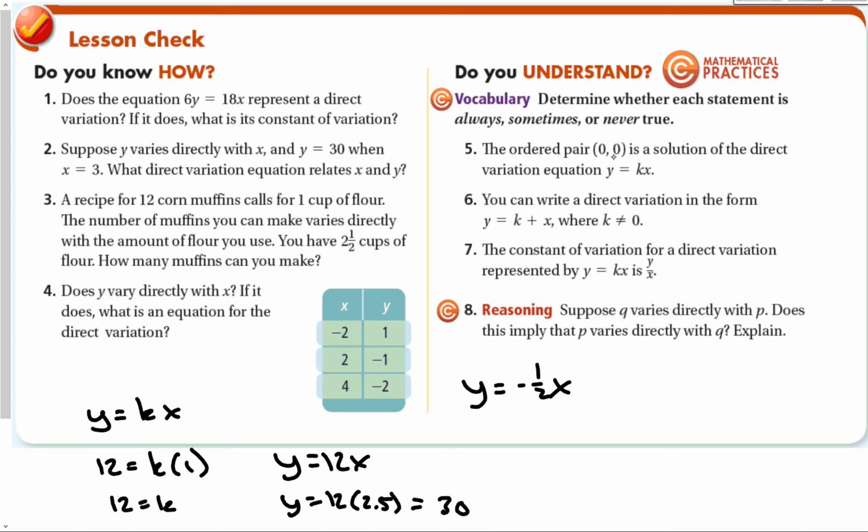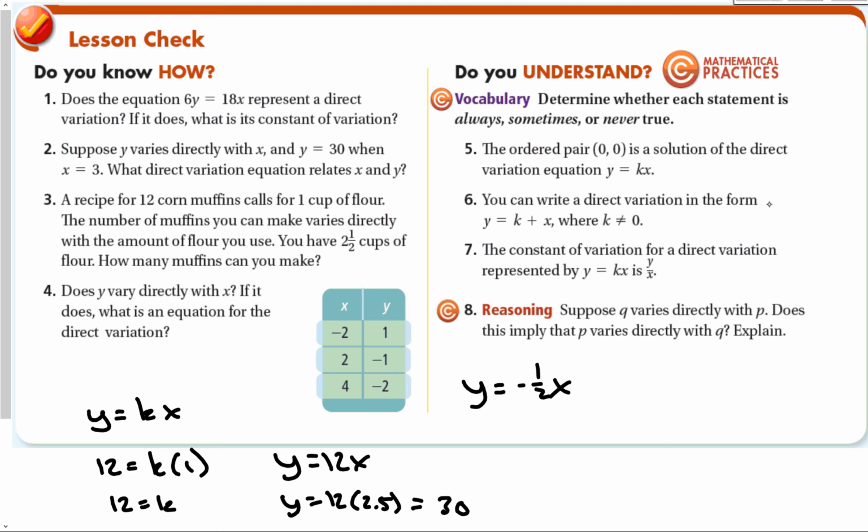For number 5, the ordered pair (0, 0) is the solution of the direct variation. So is this always true, sometimes true, or never true? This is a little sneaky, okay? While (0, 0) is always a solution, your equation is always going to be y is equal to k times x. So (0, 0) is always going to be a solution of any direct variation equation. But the opposite of that is not true. If you have a point (0, 0) on a line, it does not necessarily mean you have a direct variation equation. So always, sometimes, or never true.